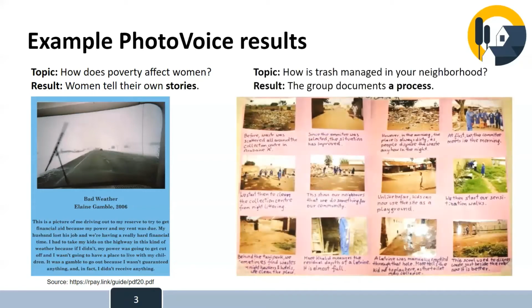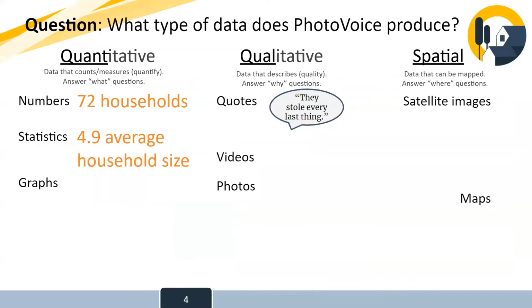Here's another example of Photo Voice where a group was asked, how is trash managed in your neighborhood? And the group together selected these 12 photographs, which document basically a process for improving trash management. And so there are different ways that you can use Photo Voice and different ways the group might present results.